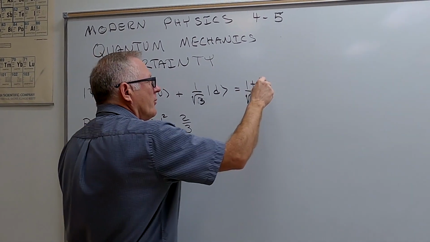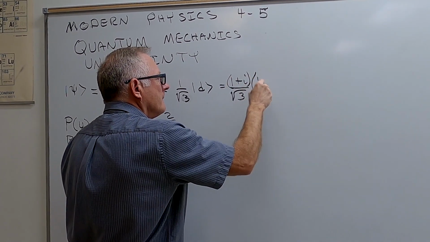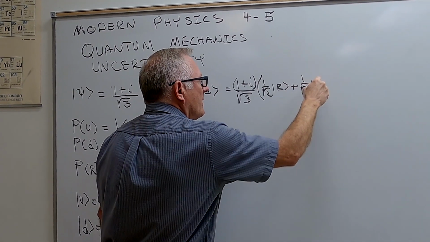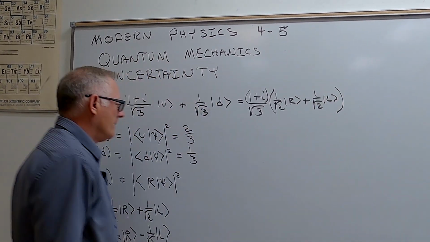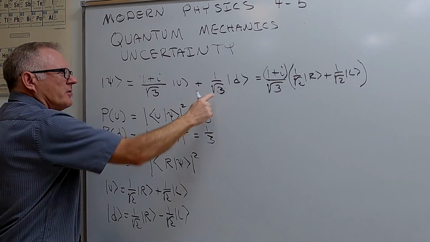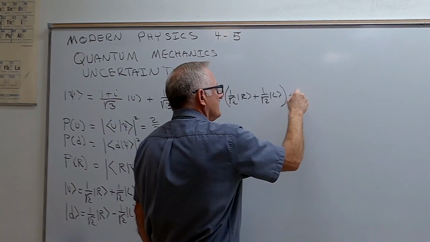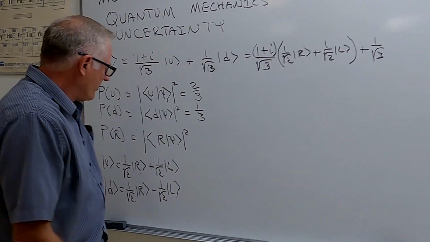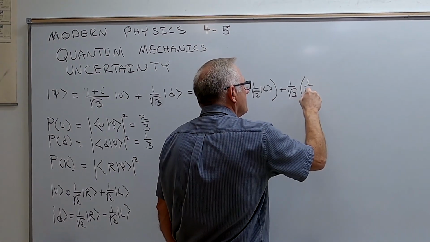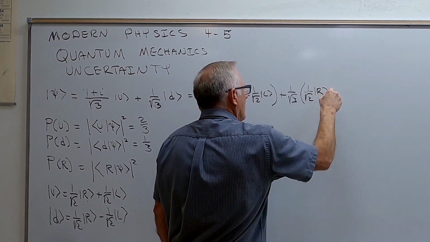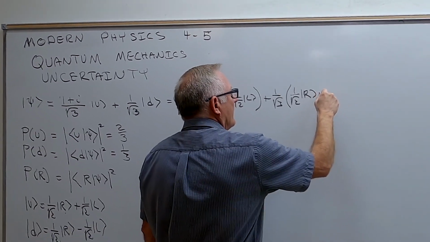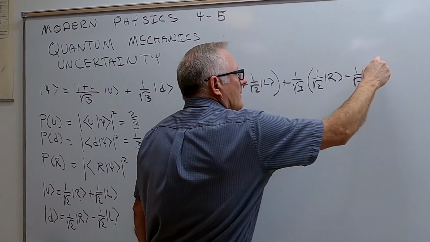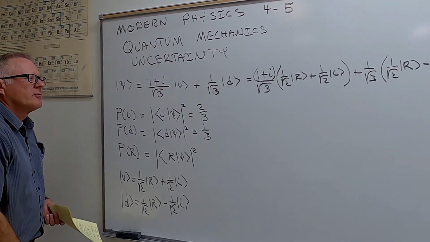1 over the square root of 2 right, plus 1 over the square root of 2 left, plus 1 over the square root of 3, and then we put in down, which is this one. 1 over the square root of 2 right, minus 1 over the square root of 2 left. Okay, so now I've written everything in terms of rights and lefts.